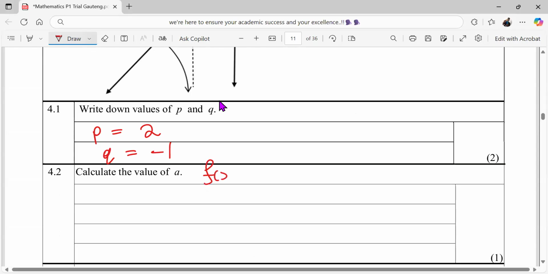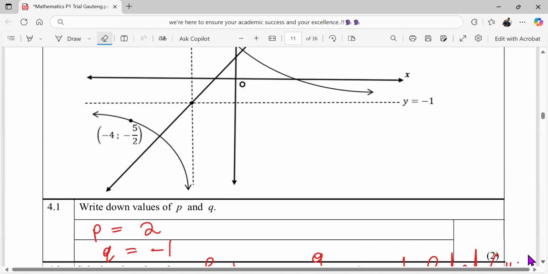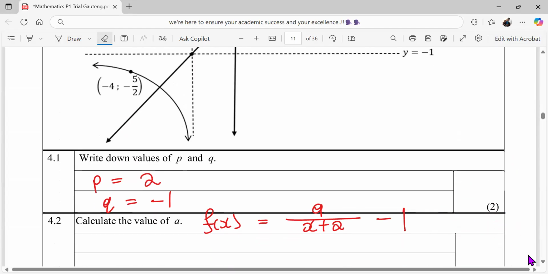Well, firstly, we need to tell them what is f of x. We don't know the value of A, that's true. The value of P is 2, and the value of Q is -1. Let's tell them this first. Then we tell them that we are going to substitute a point that is lying on the function itself. And that point is -4. Yes, we tell them that we substitute this point.